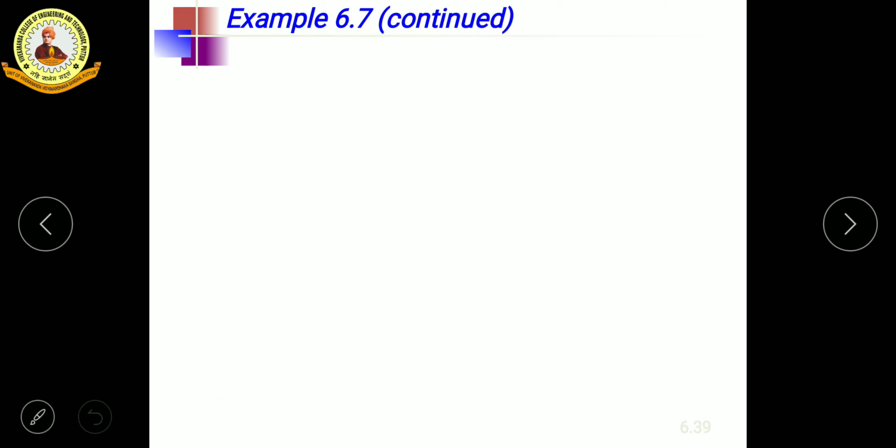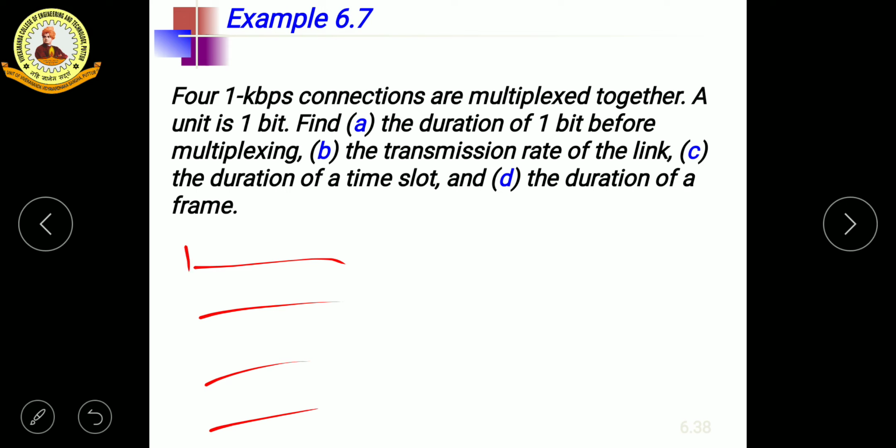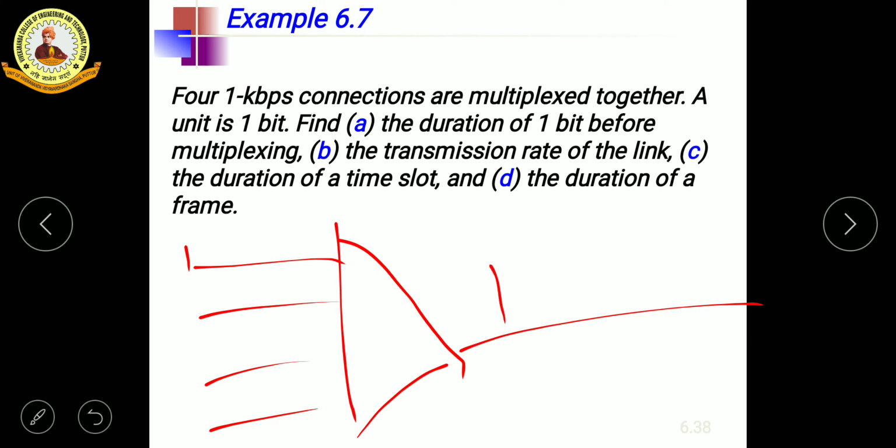So we have 4 lines, and each line is of 1 kbps, and we have a mux here. After that we have a frame here. So in each frame the data unit is one bit. That is the meaning of the first line. Then find the duration of 1 bit before multiplexing, the transmission rate of the link, the duration of a time slot, and the duration of the frame. So can you solve this? Yeah, it is very easy.